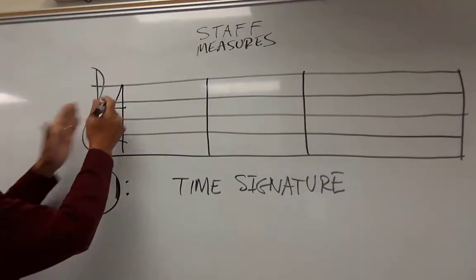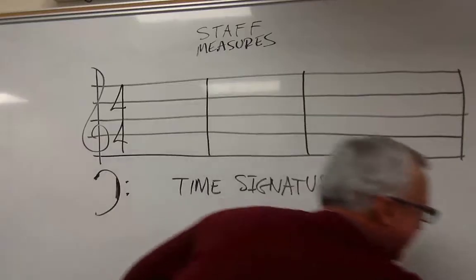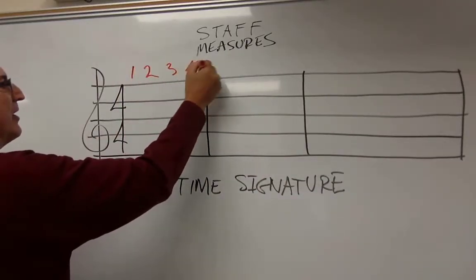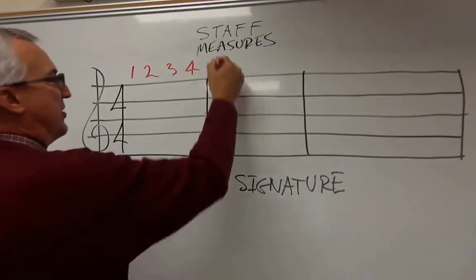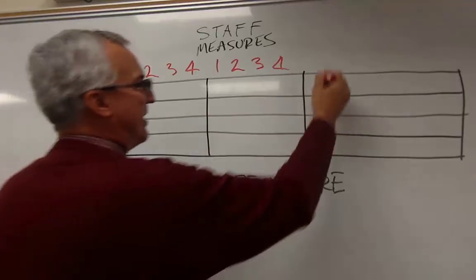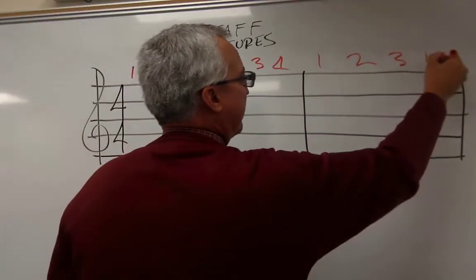The top number will tell you how many beats are in a measure. So if it says 4, there will be 4 beats in a measure, like this. 1, 2, 3, 4, end of the measure. New measure, 1, 2, 3, 4, end of the measure. New measure, 1, 2, 3, 4.